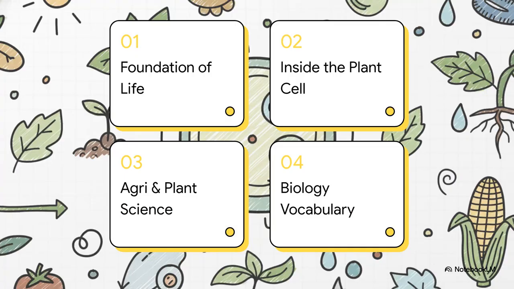Here's our roadmap for today. Number 1, the foundation of life. Number 2, inside the plant cell. Number 3, agriculture and plant science. And 4, essential biology vocabulary.